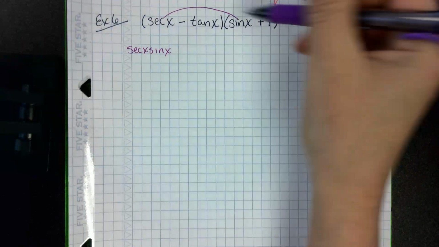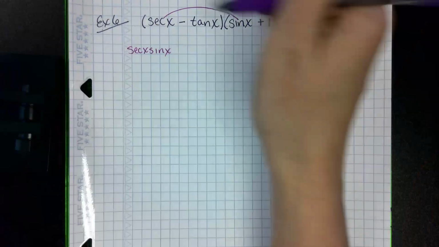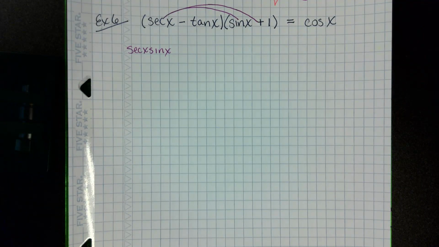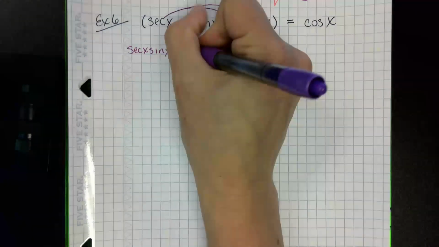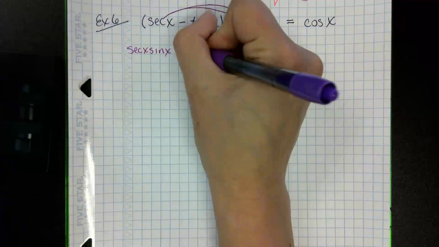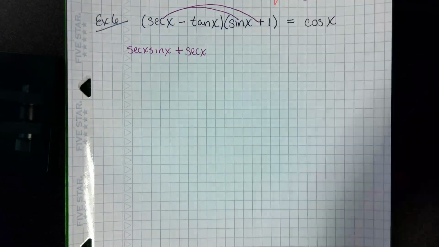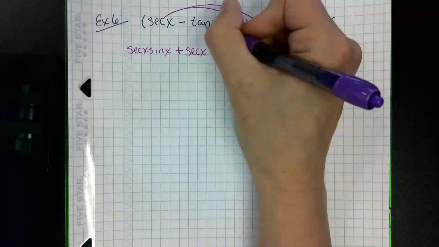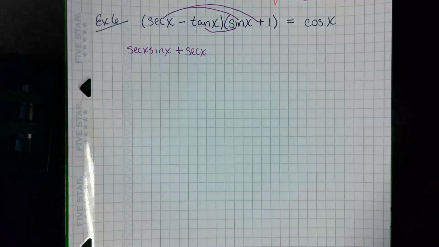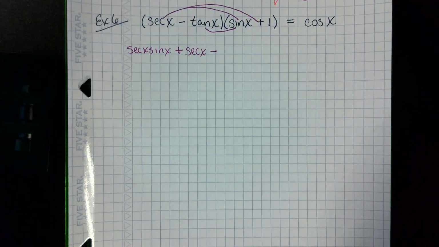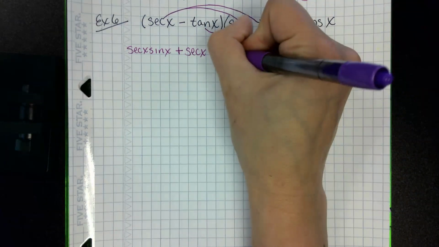And then the outside terms. So secant x times positive 1. Well, it's positive, so I'm going to put a plus sign. And then I have secant x times 1, so it's secant x. Then I'm going to multiply the inside terms. I have a negative times a positive, so it's going to be negative. Tangent times sine is tangent sine.